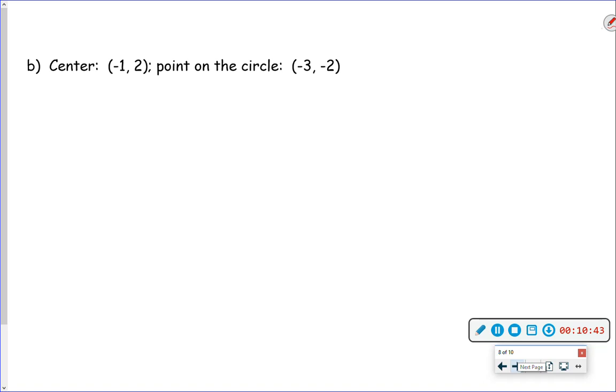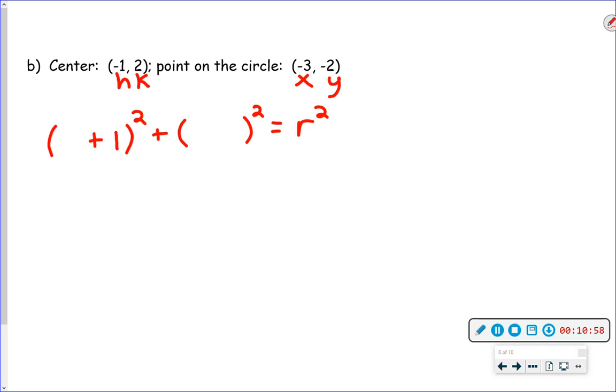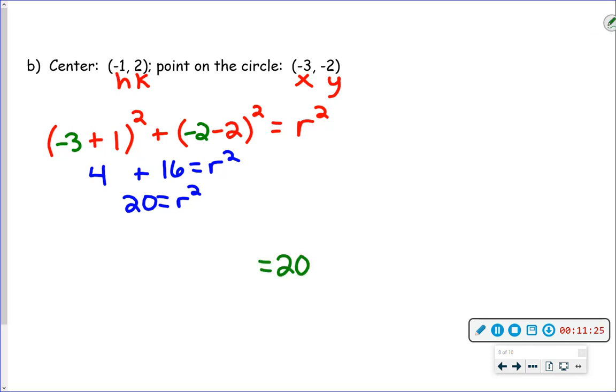So same thing, my center, there's your h and k, my x and y. We're going to figure out the r squared. I'm just kind of setting up our formula here. Okay, center, negative 1, so I'm going to put plus 1. K is 2, so minus 2. Then I'm going to put in negative 3 for x, negative 2 for y. Now I'm just going to do the math. Negative 3 plus 1, negative 2 squared. Negative 2 minus 2, negative 4 squared. So 4 plus 16, 20. Again, you could square root it to get the radius, but in our equation, we need the r squared form, so I'm just going to leave it as 20.